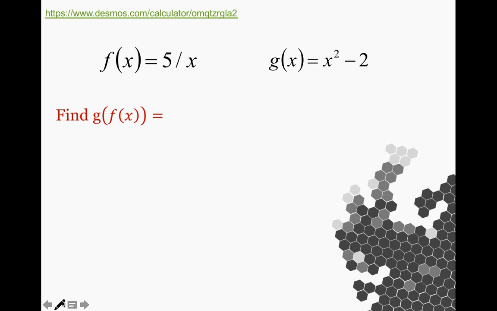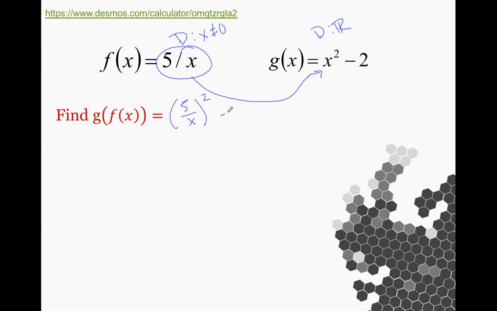We're going to find g of f of x. So here, domain, let's see if I can get it right this time, doesn't equal 0. All real numbers. I'm going to take this and plug it in there: 5 over x squared minus 2. Before I simplify it, I should make sure that I find the domain. Well, here is my issue. x can still not equal 0. That is going to be my restriction, right? My restriction turned into something else when I did f of g of x.